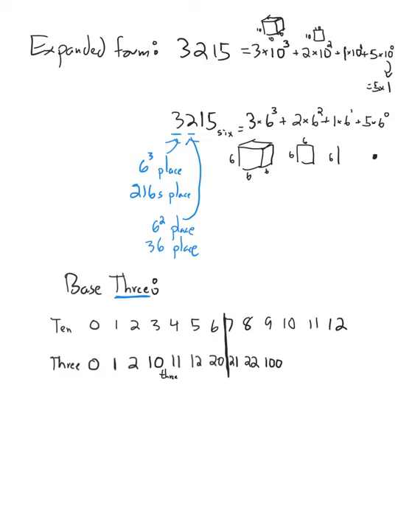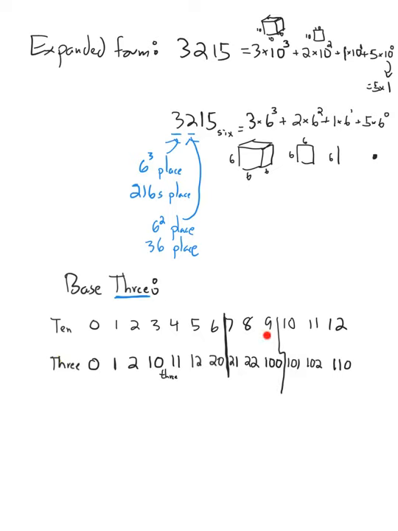So 9 in base 3 is written 100. 10, let me put another block here, just so everything stays straight. 10 is 101. 11 is 102. And 12 is, if we add an extra 1, 110. I know it looks kind of weird, but remember, it's different because we're not regrouping when we have 10 things, like up here.